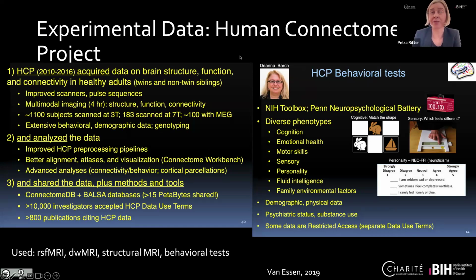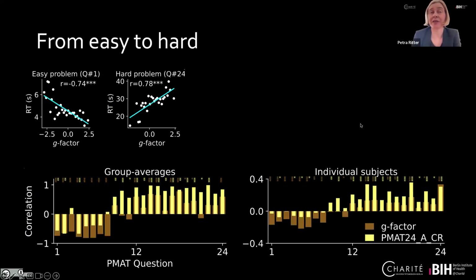And then Micha contacted Diana Bark, who is the contact for the Human Connectome Project behavioral tests, or the Human Connectome data study. And we asked for the reaction times in this progressive matrices task. And she really provided the reaction times, and then we were able to analyze them systematically. So as mentioned, the progressive matrices fluid intelligence task consists of 24 individual pattern completion tasks, starting with an easy one and then increasingly getting more difficult.